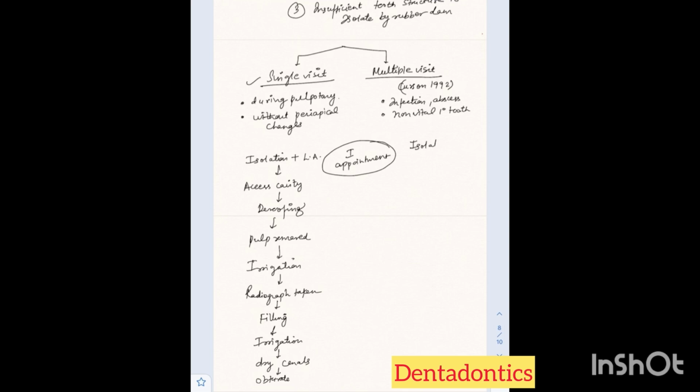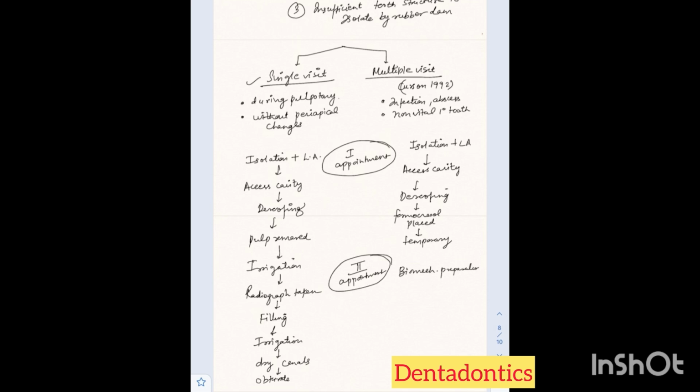So in the first appointment, the procedure will be the same: isolation of the tooth is done and then local anesthesia is administered. Then there will be preparation of the access cavity and deroofing of the pulp chamber, then formocresol is placed and temporary restoration should be done. After 5 to 7 days, reopen the canal, remove the formocresol-containing cotton, and then biomechanical preparation is done. Take the working length, irrigate the canal, dry the canal, then place the proper medicament in the canal and then temporary restoration should be done.